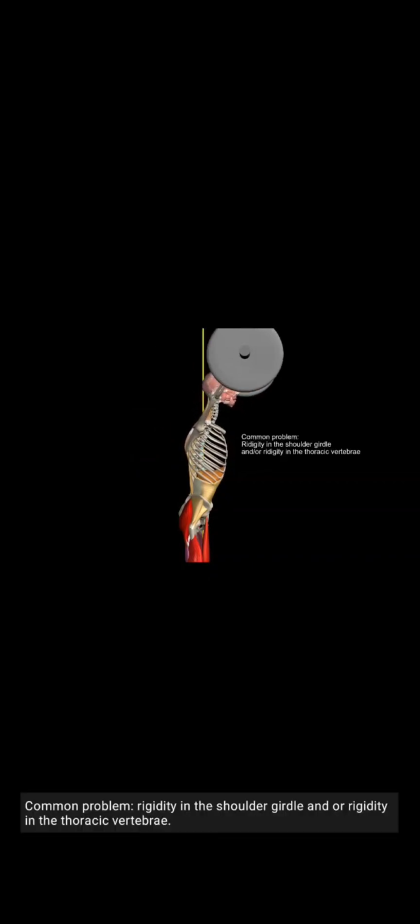Overhead exercises. Common problem: rigidity in the shoulder girdle and/or rigidity in the thoracic vertebrae. What is the compensation? The pelvis moves forward, hip over extension. What is the reason for the restriction?